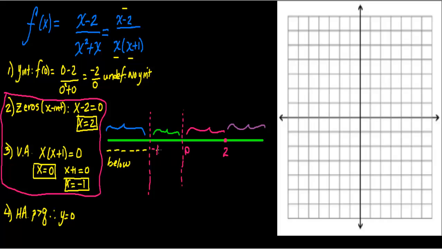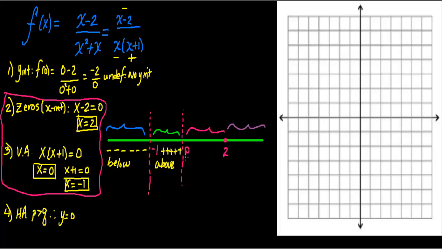Now I'm going to go in between 0 and negative 1. I'm going to choose negative 0.5. If I plug in negative 0.5 here, this value will be negative. Negative 0.5 here, that will be negative. Negative 0.5 here, that will be positive. So negative times positive is negative, and negative divided by negative, that will be positive. So this is positive in between this region. That means I'm above.